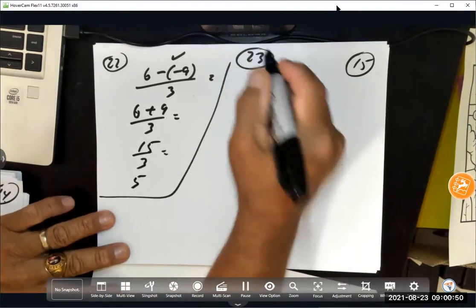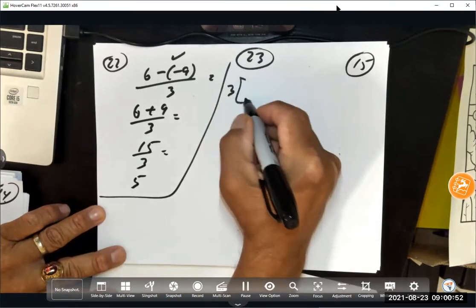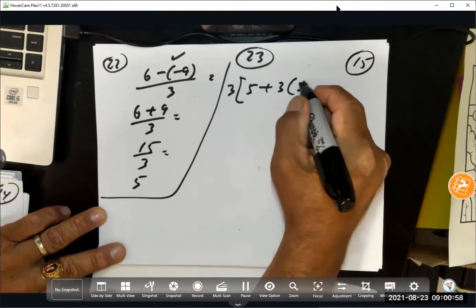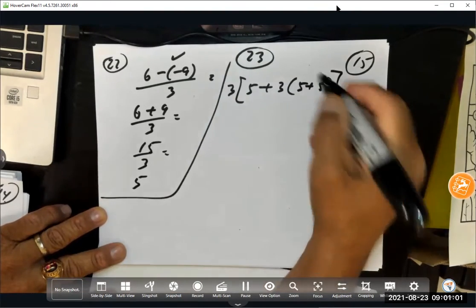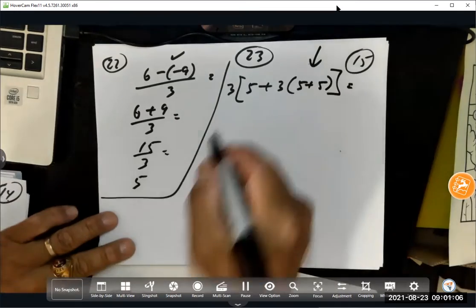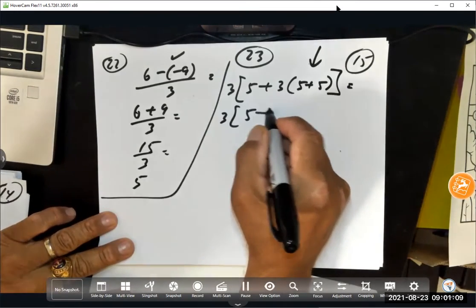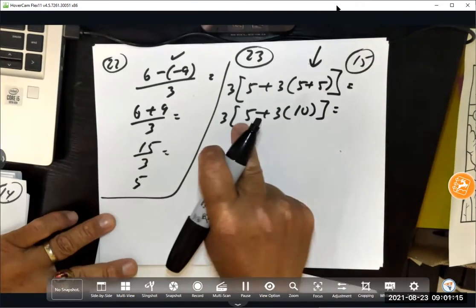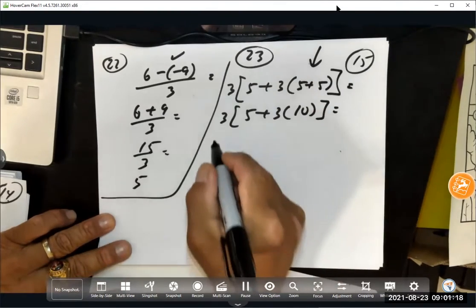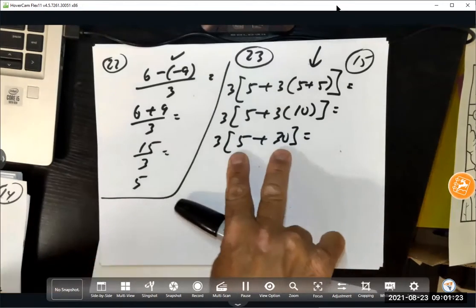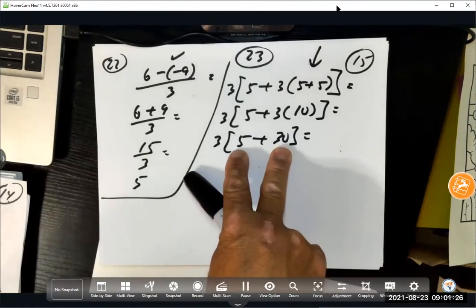Number 23. It's going to have more stuff this time. 3 and then 5 plus 3 parentheses 5 plus 5. There's a bunch of stuff going on. So I'm going to do the inside stuff first. Add those numbers together. 5 plus 5 is 10. Now we have adding, we have multiplying. You know what we're going to do? Multiply first. 5 plus 30. So what is this number here? 30 plus 5 is 35. There you go.